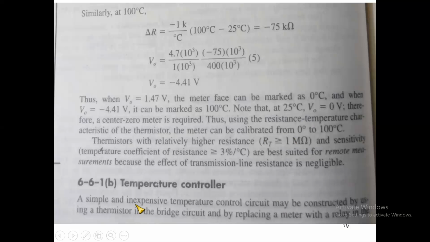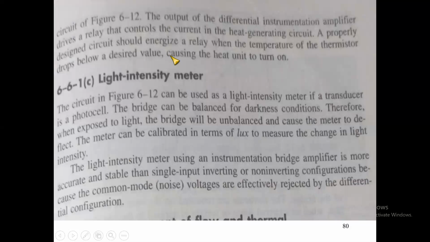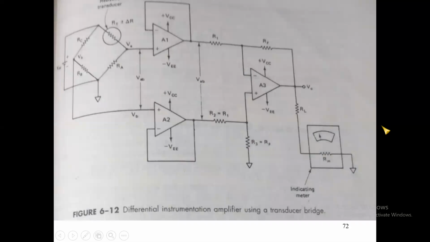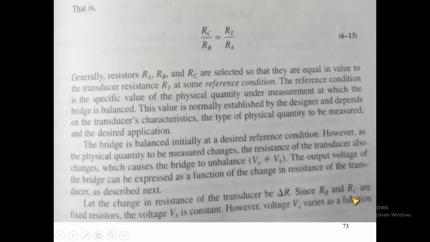Next, we come to the temperature controller. The next application is a simple, inexpensive temperature control circuit, which may be constructed by using a thermistor in the bridge circuit and by replacing the meter with a relay in the circuit of 6.12. So we had a meter there. In place of the meter over here, we can just put a relay.